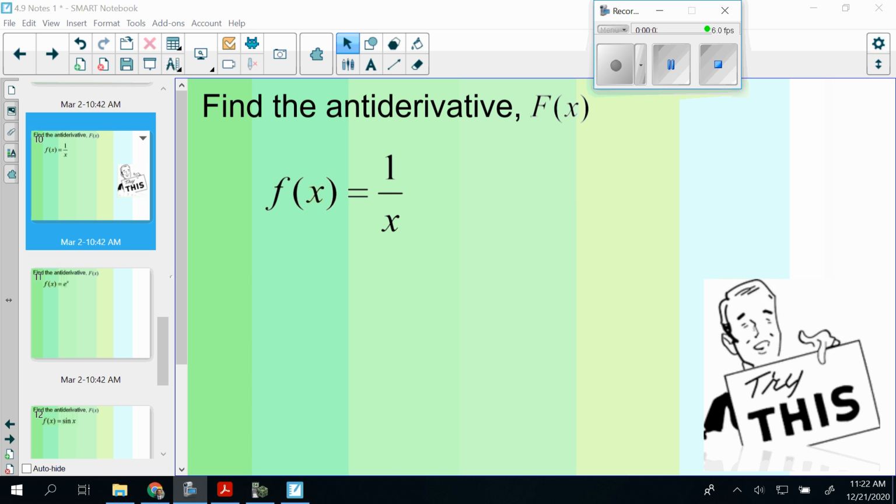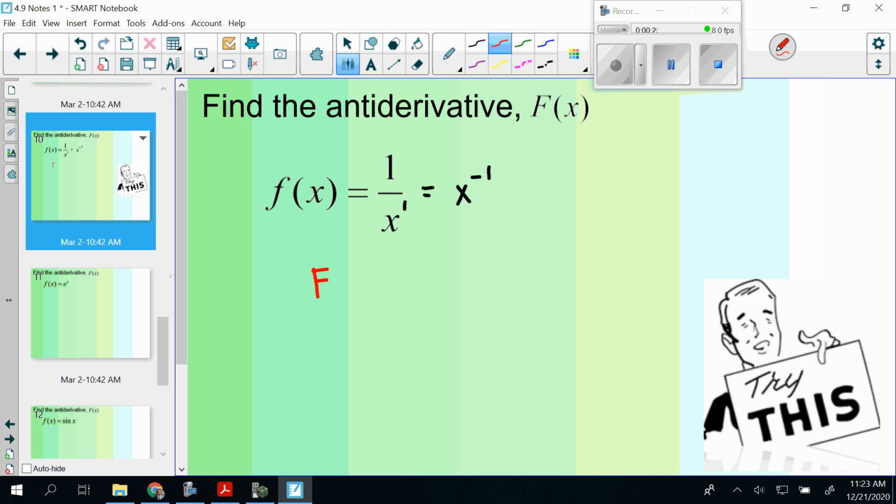All right, let's take a look at this one. What is the antiderivative of 1 over x? This one you've got to be careful on. If you try doing it the way we've just done a couple of these other ones, and think of this as x to the first and move it up to the numerator, that would be x to the negative 1. So if we try finding the antiderivative here, we would add 1 to that.